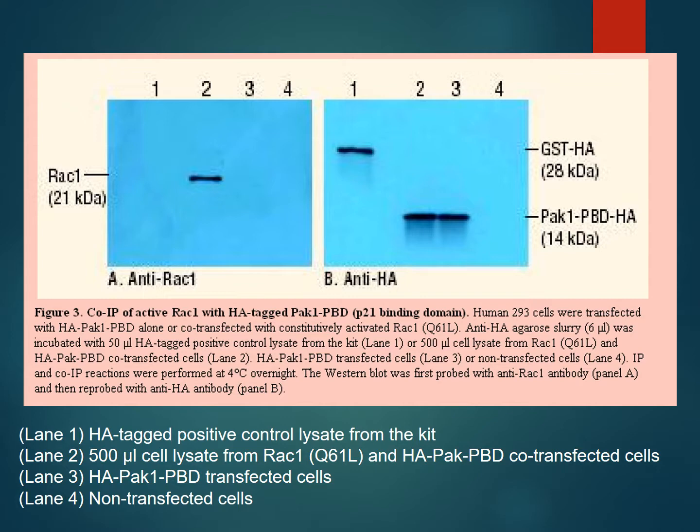Lane 4 is a control, okay? And lane 1 is a control using something called GST-Ha. And it pulled down neither PAC or RAC because it's not attached to PAC or RAC. And this is a confirmation that you did a co-immunoprecipitation. And you should see both proteins.